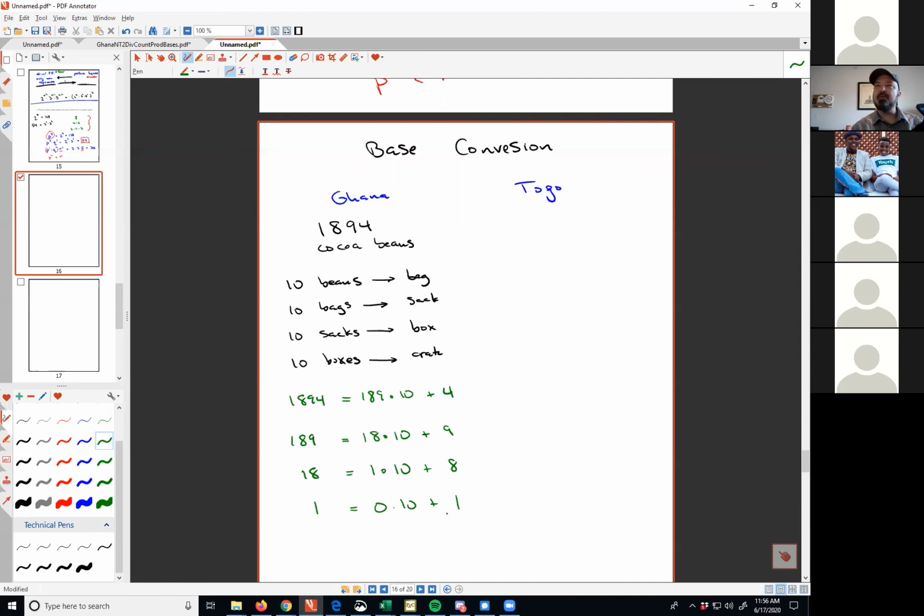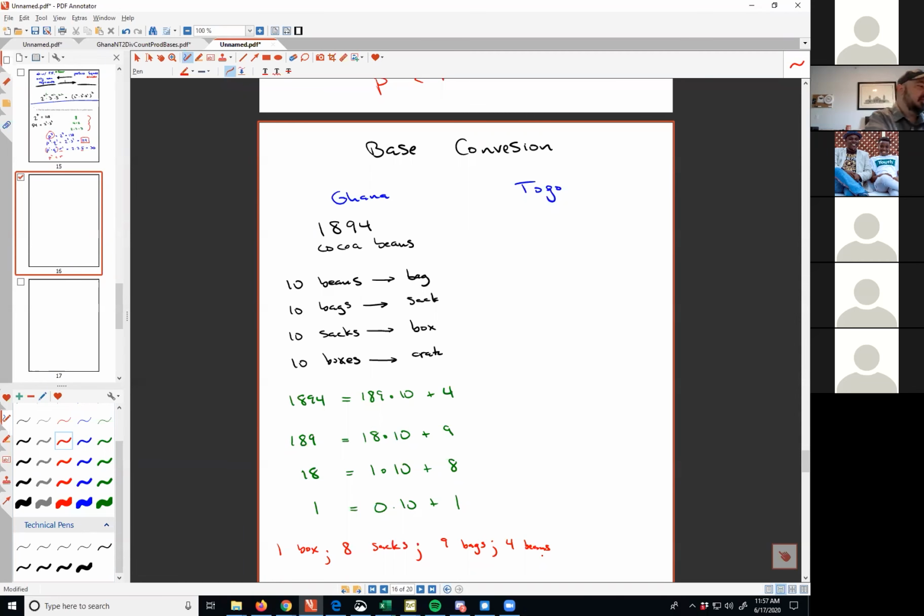So this is a kind of repeated division process. It's kind of like doing long division, one step at a time. So we have, in this case, 1 box, 8 sacks, 9 bags, and 4 beans. And that's where we get our digits, 1, 8, 9, 4. Okay, that makes sense. But now we've got to repackage them for Togo.